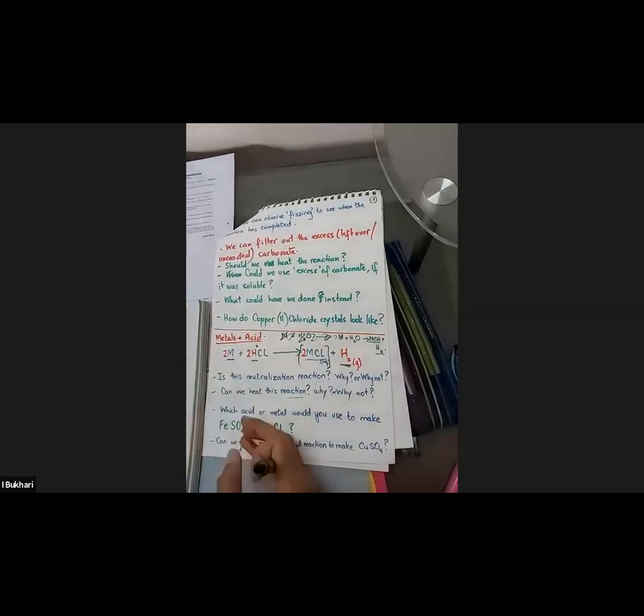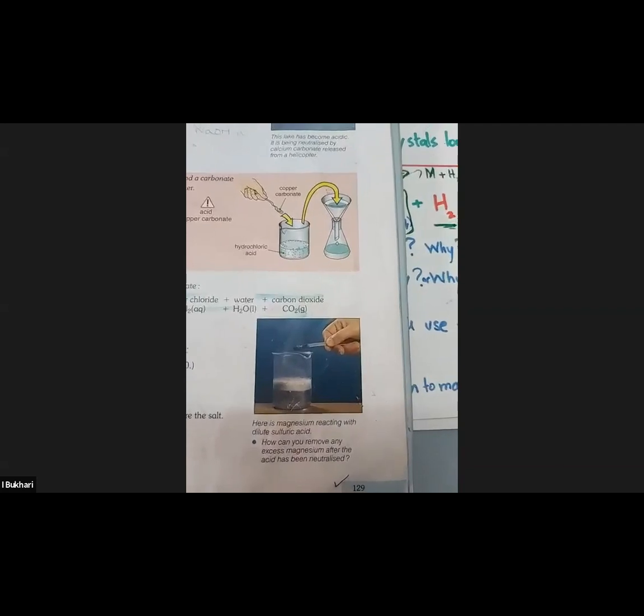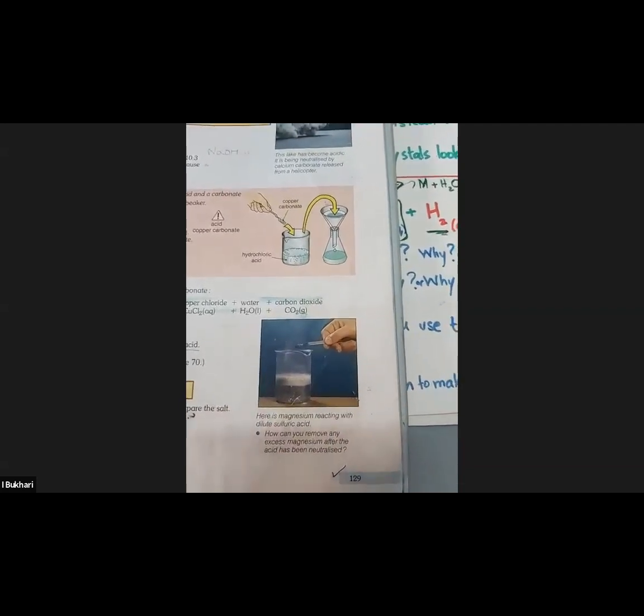Again, this will also absorb energy from its surroundings, and that would be enough to make this reaction go, right? Okay.